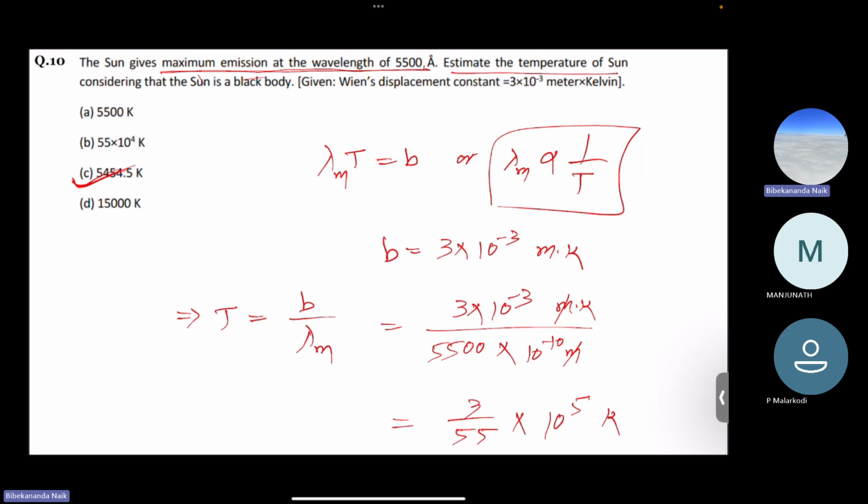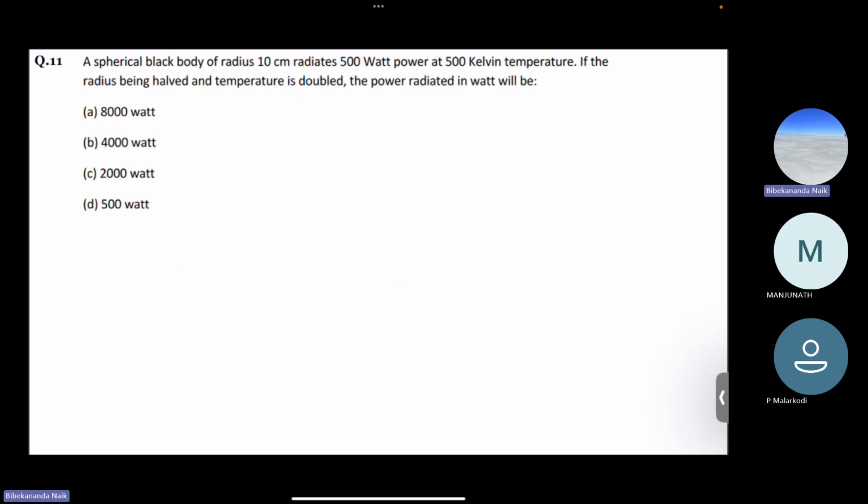Okay, so we will now move to the next question that was remaining from the previous session. The question was, a spherical black body of radius 10 centimeter radiates 500 watt power at 500 Kelvin temperature. If the radius is halved and the temperature is doubled, then the power radiated in watt will be. Options are option A 8,000 watt, option B 4,000 watt, option C 2,000 watt, and option D 500 watt. So can anyone tell me this question is related to which law?